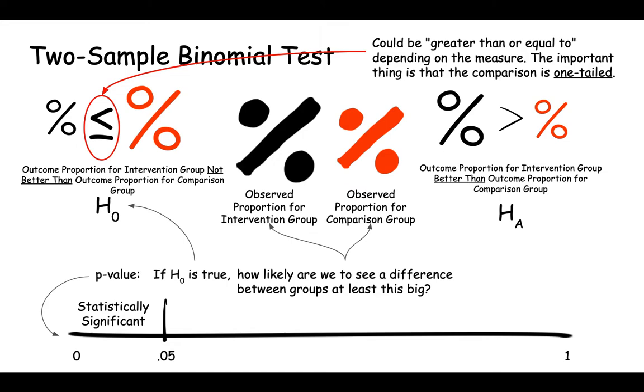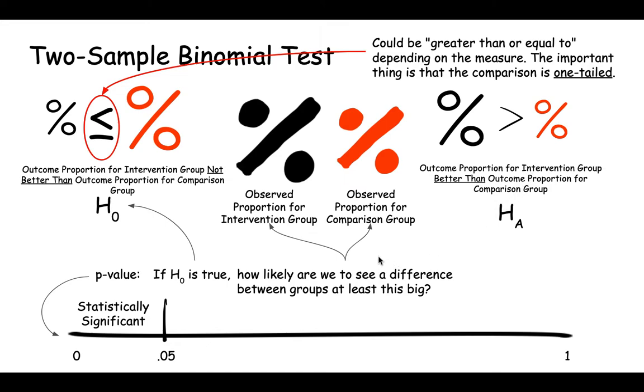If you're talking about the number of clients who continued using their prosthetic, then you would want the intervention group to have a higher proportion of clients who kept using their prosthetic. If you're talking about recidivism in prison, then you want your intervention group to have a lower proportion of clients who went back to prison. The alternative hypothesis is that the outcome proportion for the intervention group is better.